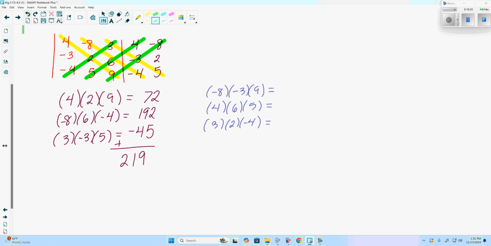Now we just need to multiply -8 times -3 times 9, 216. 4 times 6 times 5, 120. 3 times 2 times -4. Now again, since they're all heading in the same direction, we're going to add these three together.